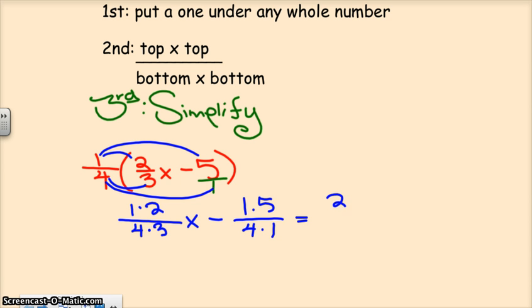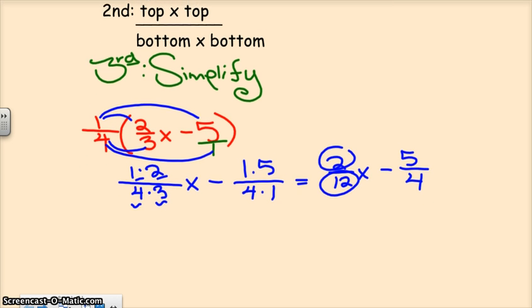This is 2 over 12x minus 5 over 4. I got the 2 by saying 1 times 2 is 2. The 12, 4 times 3 is 12. And the 5, 1 times 5 is 5, over 4 times 1 is 4.